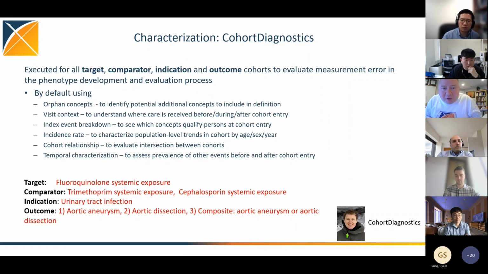So when we're writing our manuscript, in the methods section we can say we created all the cohorts, here are their specifications, and we conducted a measurement error evaluation of them using cohort diagnostics, and here's the URL for our Shiny app that we can explore for those results. So this will all be generated as a standard output.